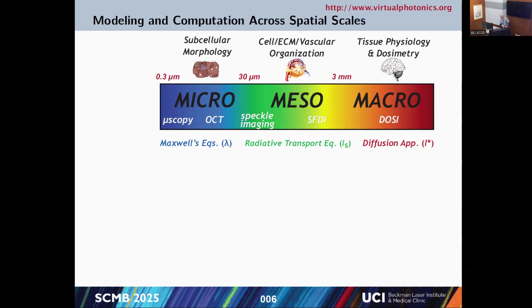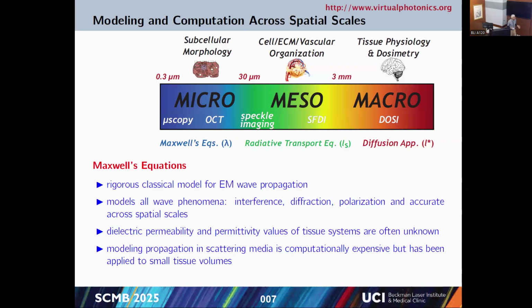Okay. So let's talk about Maxwell's equations. As I've already implied, it's a rigorous classical model for electromagnetic wave propagation. It models all wave phenomena rigorously within a classical framework: interference, diffraction, polarization. If you could apply Maxwell's equations over large spatial scales, that would be the go-to thing to do. It is, in a classical framework, the most accurate way.